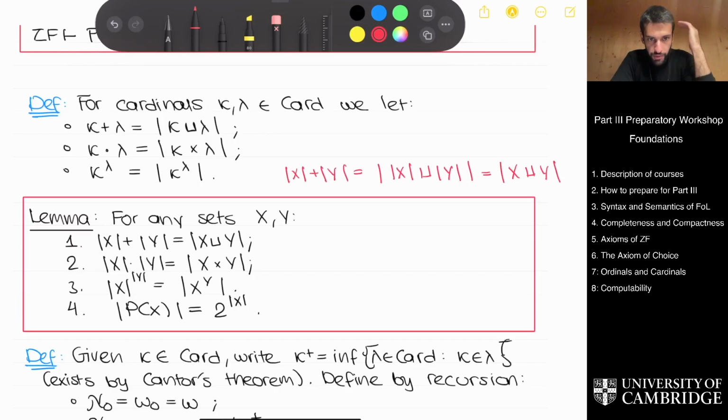The third point is the same kind of point for exponentiation. So the cardinality of x to the power cardinality of y is simply the cardinality of the set of functions from y to x. And finally, the cardinality of the power set of x is equal to the cardinal 2 to the power of the cardinality of x.